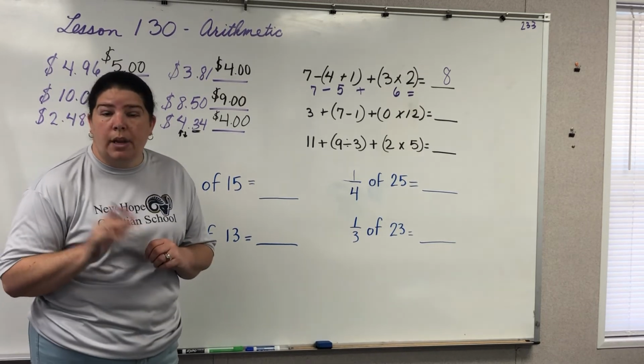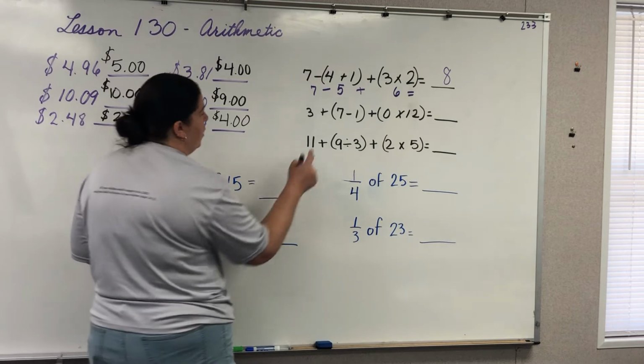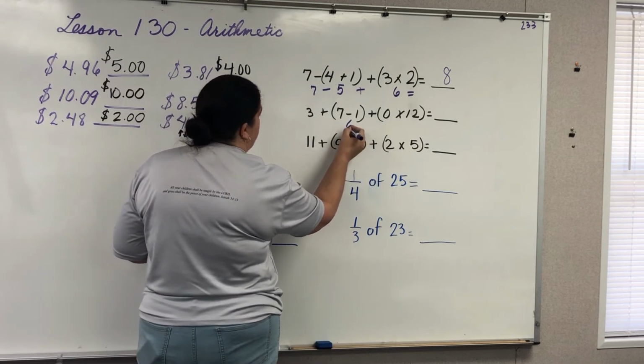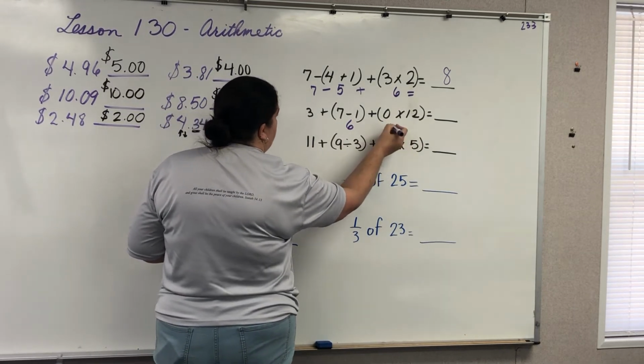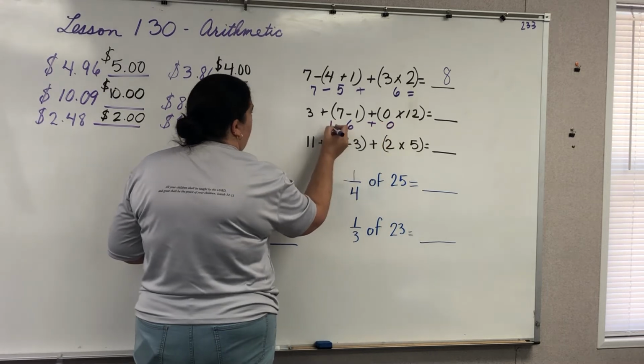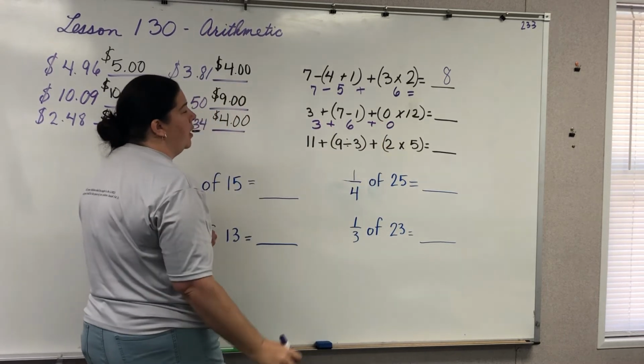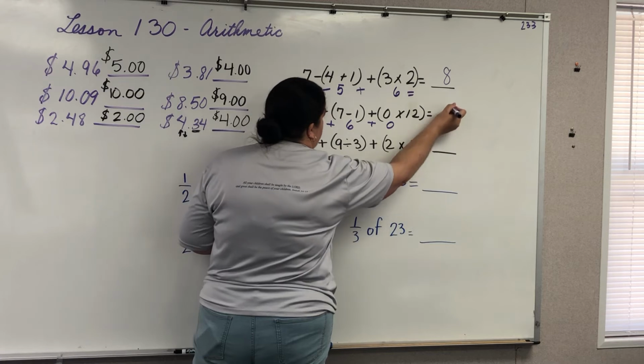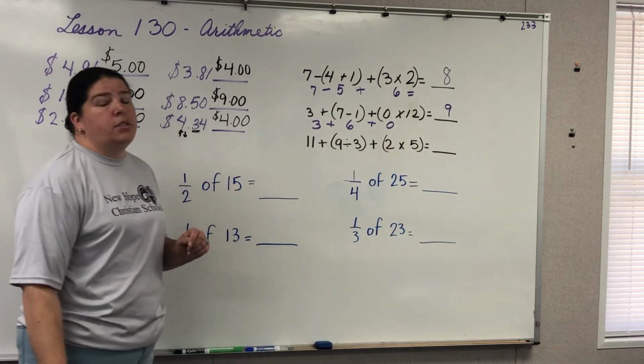If you got 9 as your answer, you are correct. Let's do it together. 7 minus 1 equals 6. 0 times 12 equals 0. And you add in the rest. And 3 plus 6 plus 0 equals 9. So if you got 9, you did a great job.